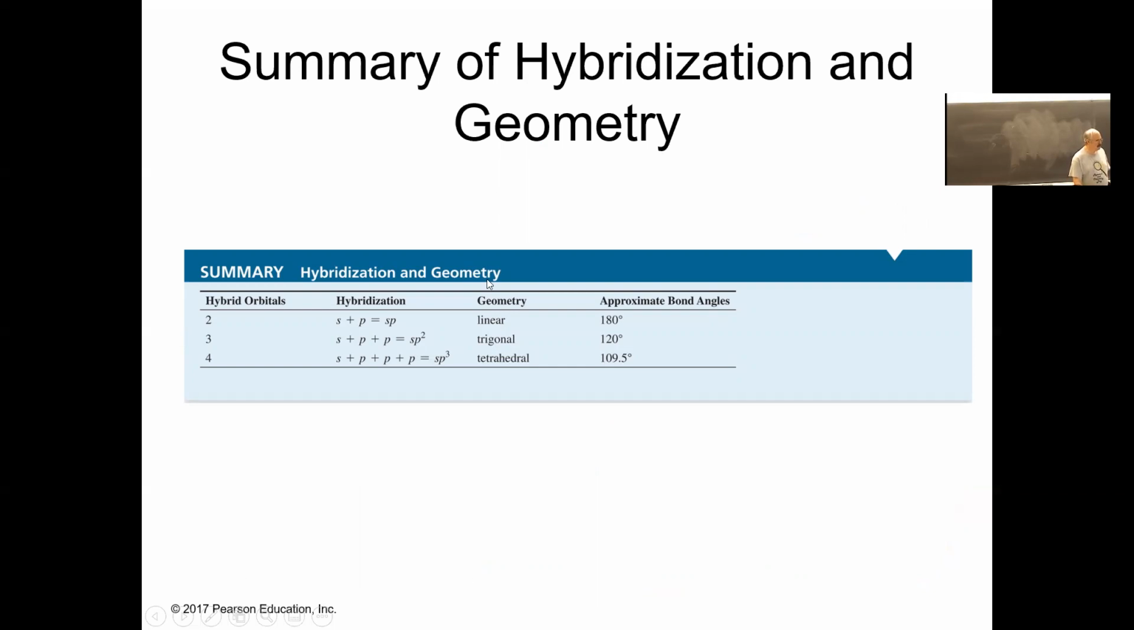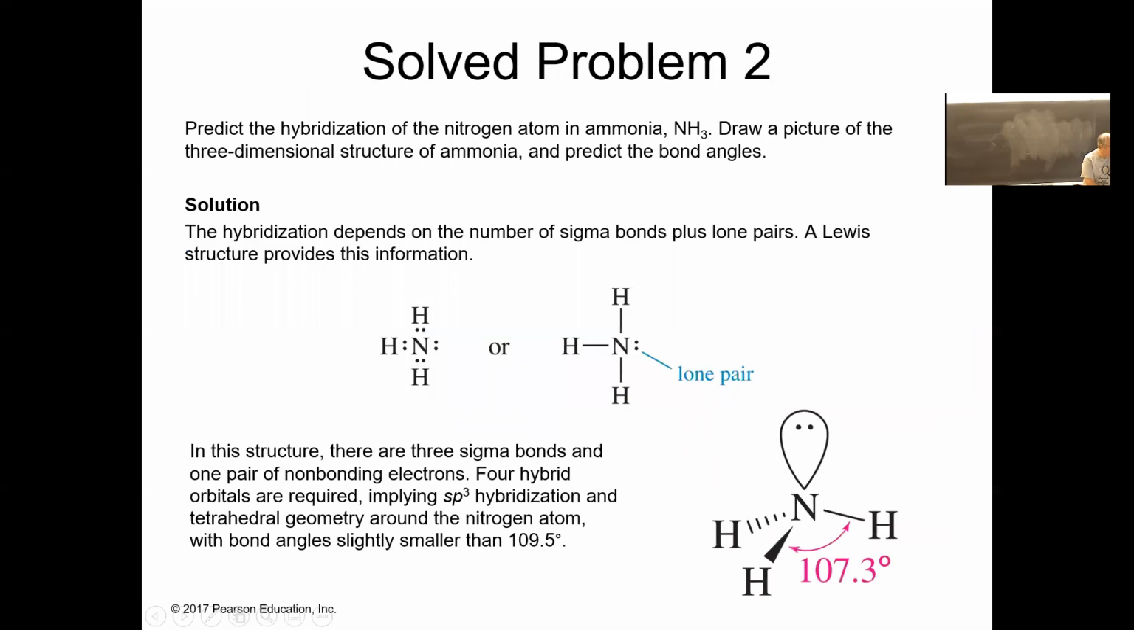All right, so this is what I'm most concerned about, not that you can necessarily derive these hybrid orbitals, but whenever I talk about sp, okay, associate that with a linear geometry. sp2, associate that with a trigonal geometry, and sp3, associate that with a tetrahedral.